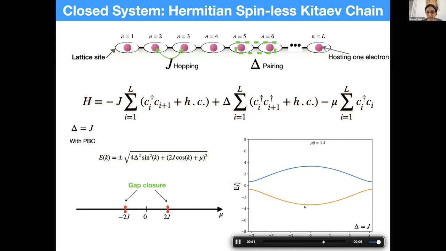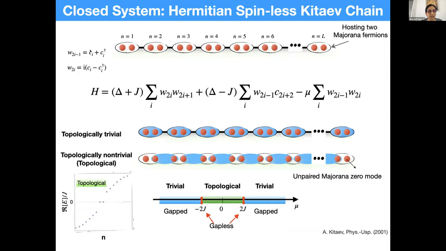To get more intuition about what exactly is going on, we can re-express this Hamiltonian in terms of Majorana fermions, and then we are witnessing two distinct topological phases. One is the topologically trivial phase, in which local pairing between Majoranas takes place in the system. This occurs for chemical potentials larger than 2J and less than minus 2J. Between minus 2J and 2J of chemical potential, the system undergoes pairing between nearest neighbors of Majorana fermions, leaving out two unpaired edge modes. These edge modes are associated with the energy of zero. So that's why we refer to them as unpaired Majorana zero modes.